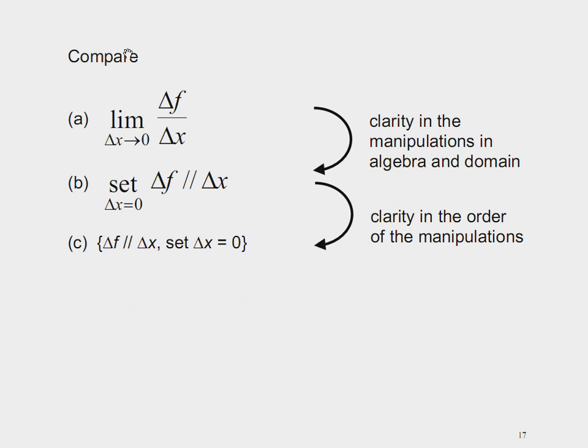Now, it's easy to compare the three expressions. This is the standard differential quotient, and we clarify it by manipulations both in algebra, the simplification, and the domain, when its domain is extended and then reduced to 0. And instead of using this order of notation, it's better to use this order, where you first simplify and then set the value at 0, which gives a more natural order of manipulation.